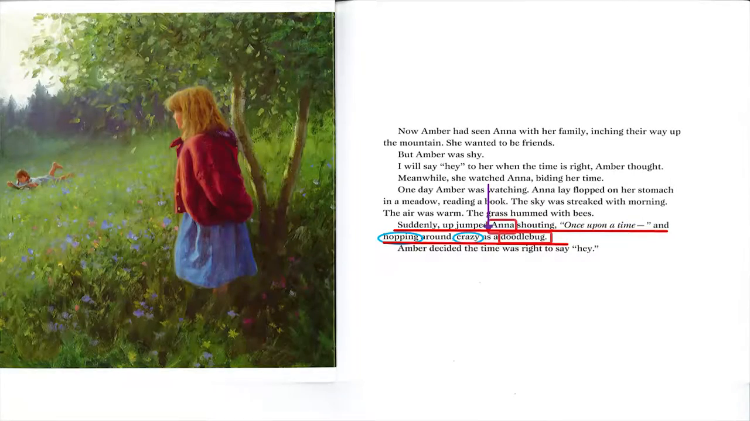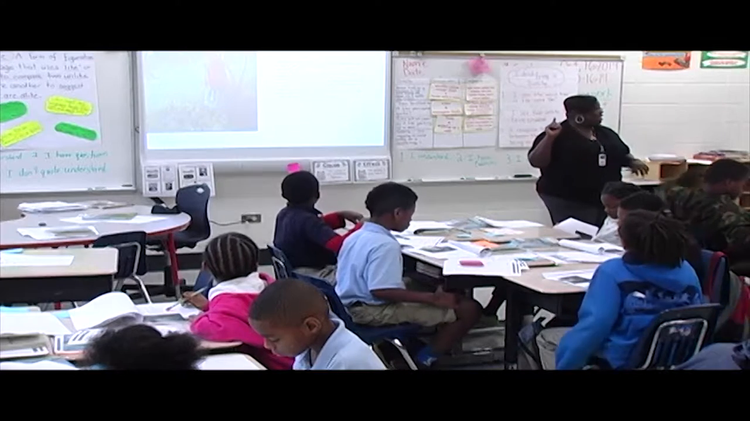Now Amber has seen Anna with her family inching their way up the mountain. She wanted to be friends, but Amber was shy. "I will say hey to her when the time is right," Amber thought. Meanwhile, she watched Anna biding her time. One day, Amber was watching. Anna lay flopped on her stomach in a meadow reading a book. The sky was streaked with morning. The air was warm. The grass hummed with bees. Suddenly, up jumped Anna, shouting, "Once upon a time," and hopping around crazy as a doodlebug. Amber decided the time was right to say, "Hey."